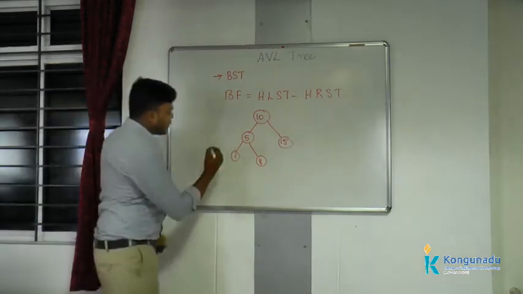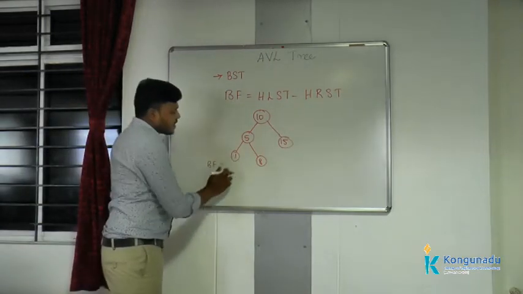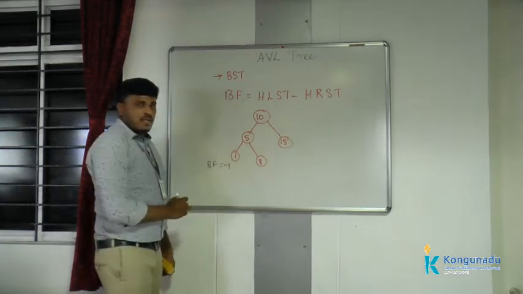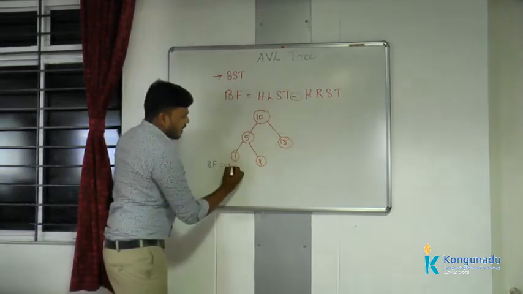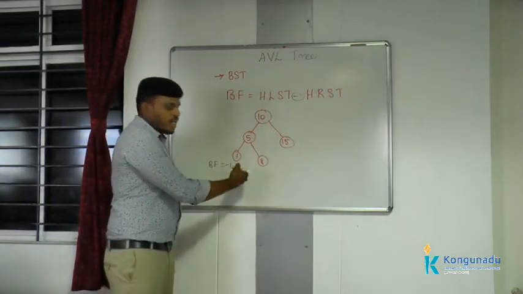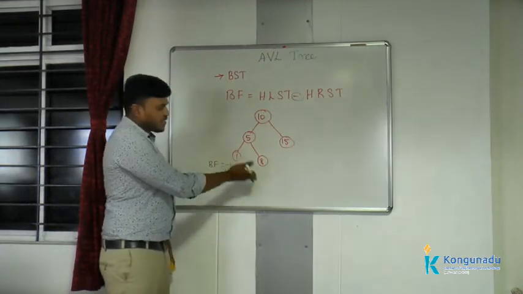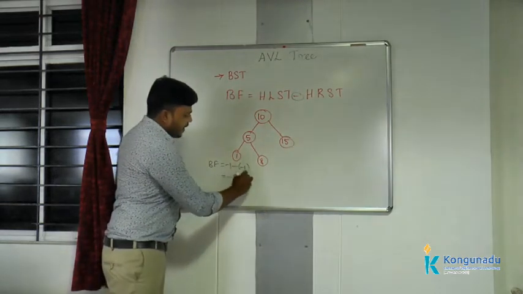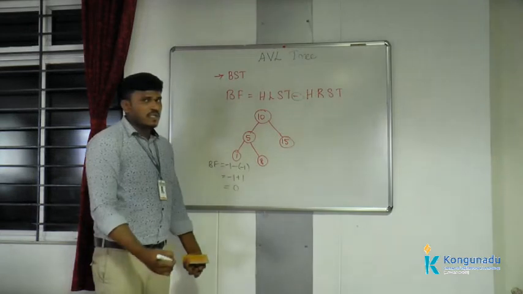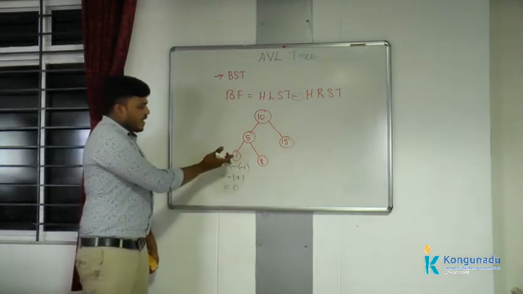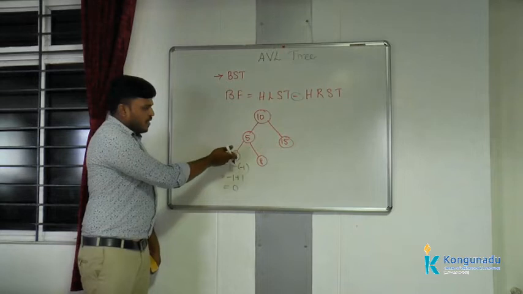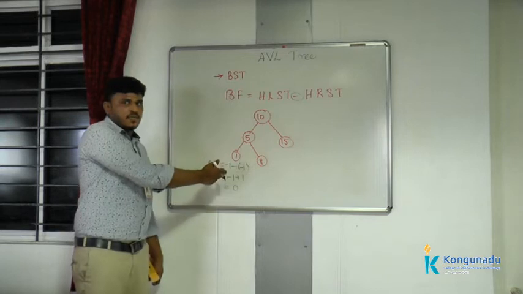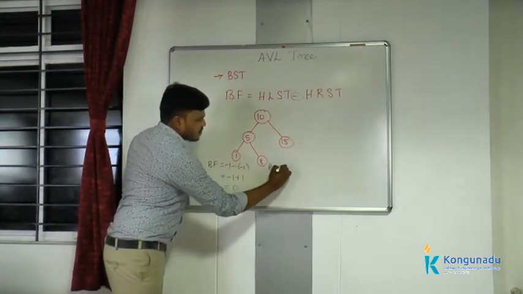As I said earlier, if the node does not contain a left child, the value is minus 1. So minus 1, and the formula contains minus, and the right child value is also minus 1 because it does not contain a right child. Now we are solving this: minus 1 minus minus 1 is minus 1 plus 1, which gives 0. Or else we can say that if the node does not contain any left child or right child, we can take it as 0. Similarly, this one is 0.